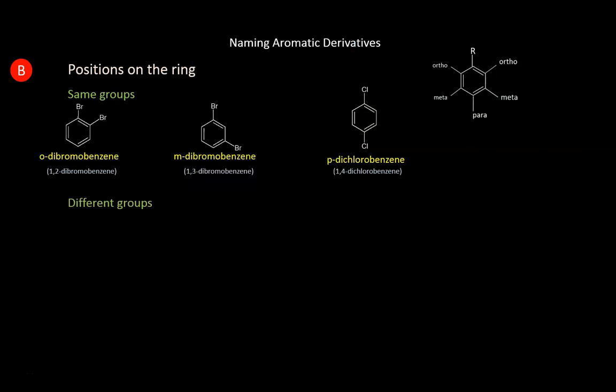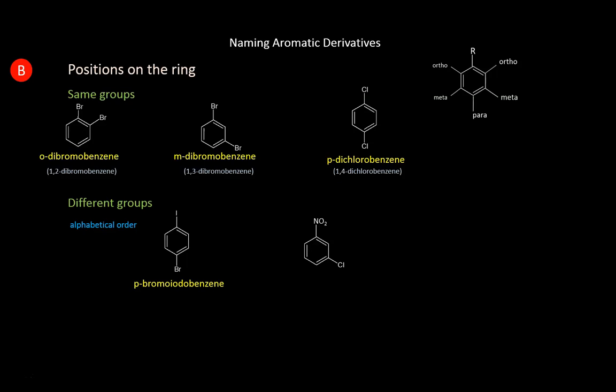Now, if you have different groups such as this, iodine and bromine, you can see they are para to each other. Which substituent is named first? We follow the simplest idea, which is to name them in alphabetical order. Bromine comes first, so we name it para-bromoiodobenzene. In this one, we have a nitro group and a chlorine group.